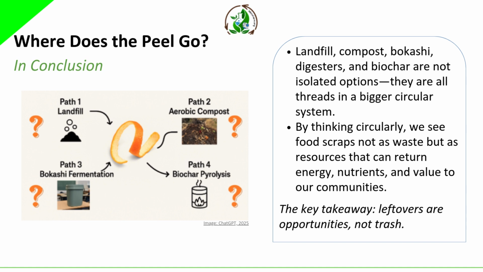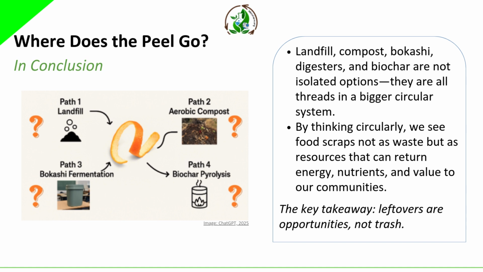So, what happens to our orange peel? We've seen that the answer depends entirely on the pathway. In a landfill, it becomes methane and wasted nutrients. In compost, it becomes fertilizer and avoids most emissions. In bokashi or a digester, it's transformed into a nutrient-rich product with very low emissions. In biochar, it's locked away as stable carbon for centuries. And in insects, it becomes protein for animals and fertilizer for soil.